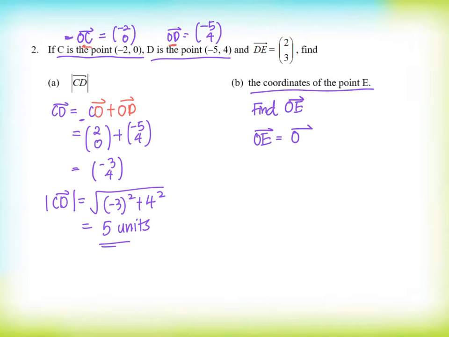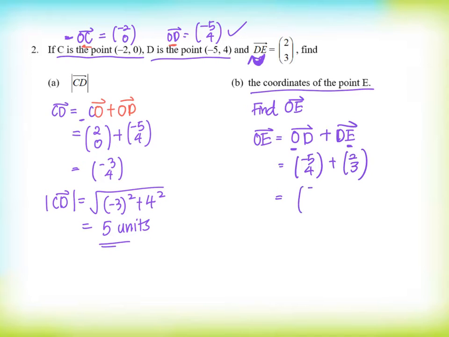So vector O to E is starting from O. I can go to the point C maybe, or point O, I can go to point D, because I know that E is related to the point D. So I can go from O to D, and then I'll travel from D to E. So I'll start at O and end at E. So now OD is given to be the vector (-5, 4), and DE is now the vector (2, 3).